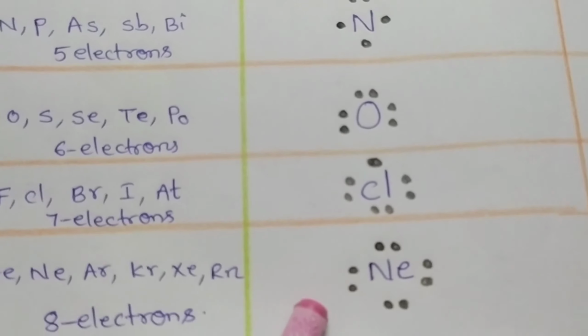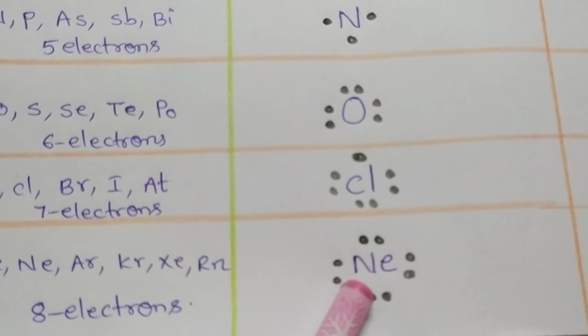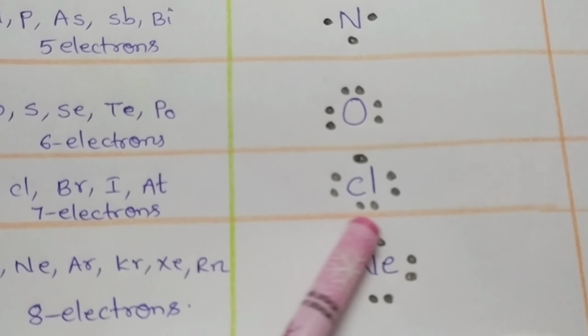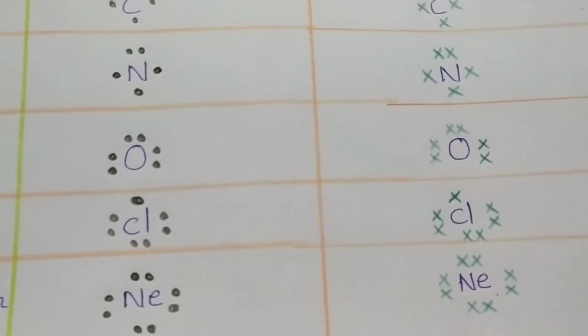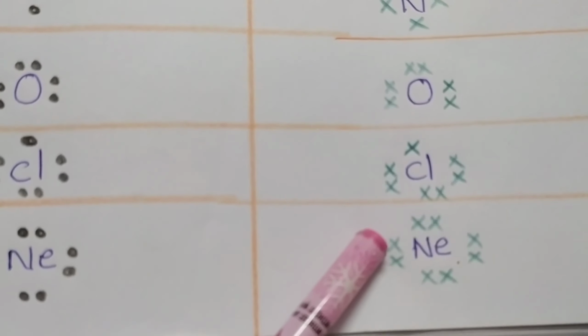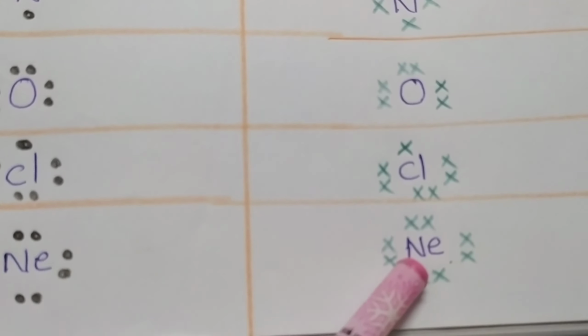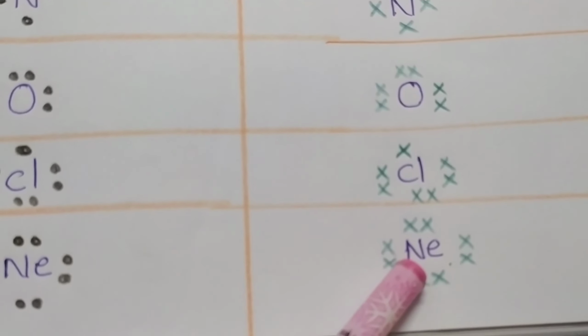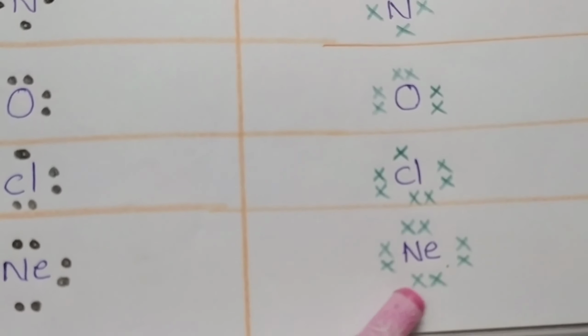Now we can draw the Lewis dot structure for neon. We can put 8 dot symbols around the neon. According to the Lewis cross structure, we can draw 8 cross symbols around the neon atom. This represents that the neon element contains 8 valence electrons.